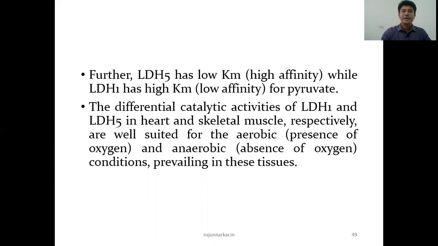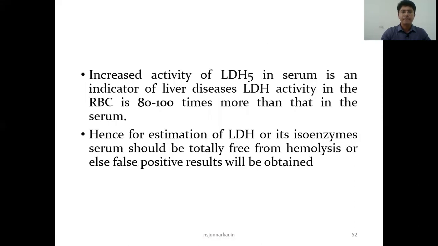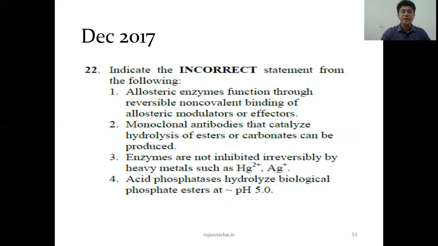Further, LDH5 has low Km while LDH1 has high Km for pyruvate. The differential catalytic activities of LDH1 and LDH5 in heart and skeletal muscles respectively are well suited for the aerobic and anaerobic conditions prevailing in these tissues. This we have already discussed. So let us have a look at the questions.